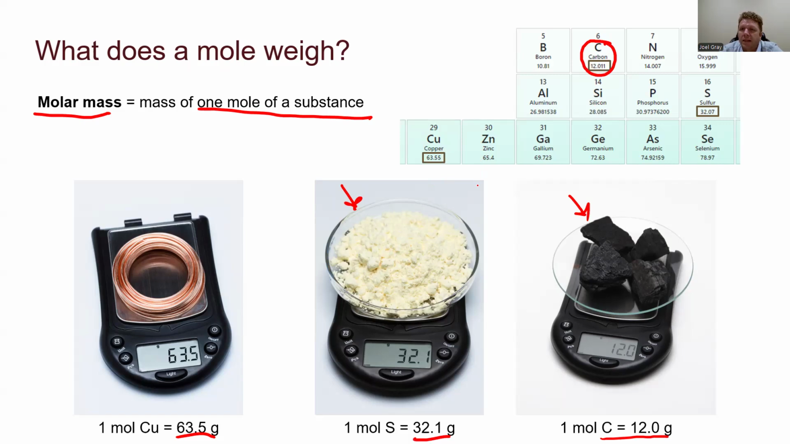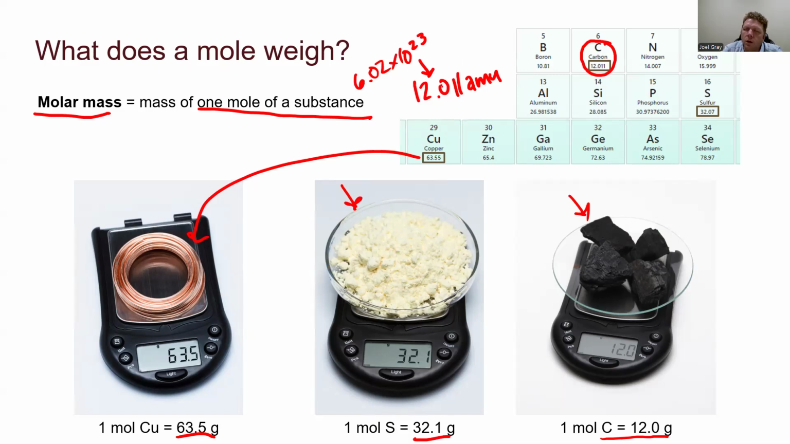the average atomic mass of one atom of carbon is 12.011 AMU. And copper is 63.5 AMU. The reason for that is if you have exactly 1 mole of copper, it is going to be 6.02 times 10 to the 23rd atoms of copper with this specific mass. And we can say each one of those atoms has that AMU, or atomic mass unit. And because of that, we can say 1 mole of carbon is 12.011 grams per mole.